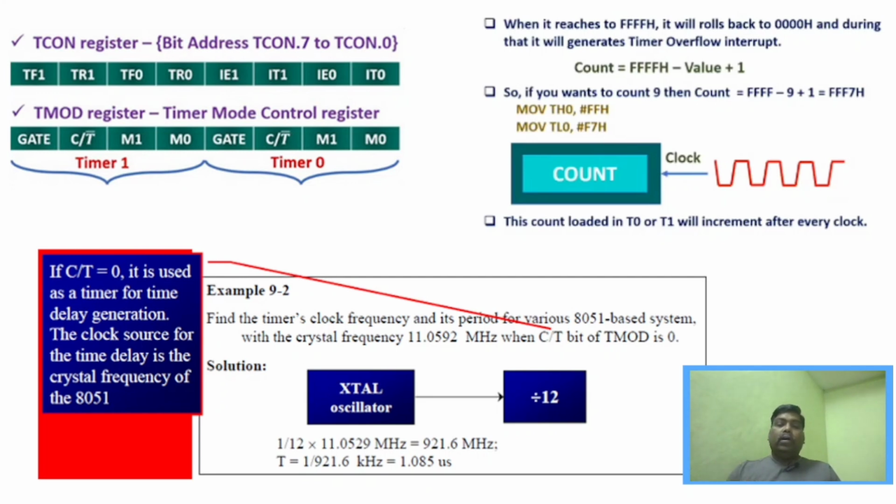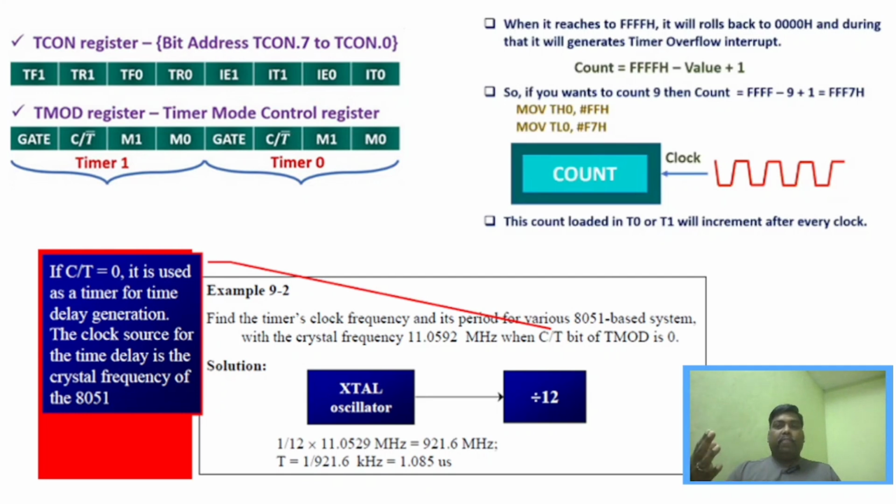Then we have to feed the TH and TL values, right? You know what the TH and TL values are: only if those registers reach the maximum value will the timer overflow flag be set. So we have to feed the TH value and TL value, and then start the timer, and once the timer reaches the maximum value, it has to set the TF flag.